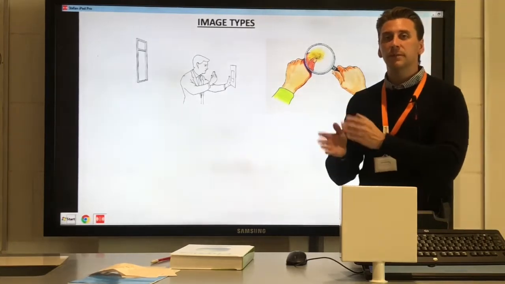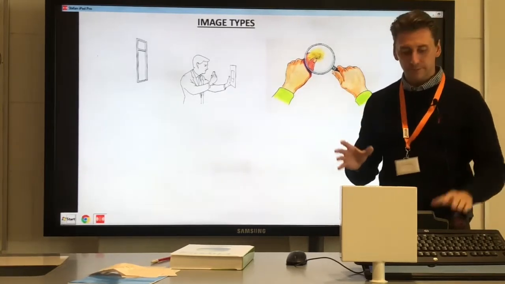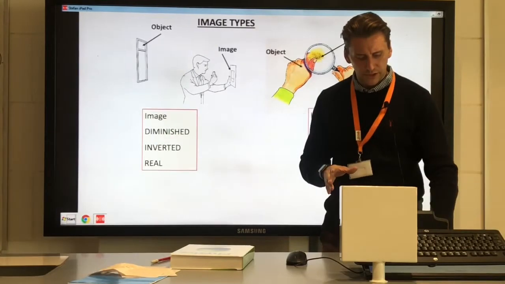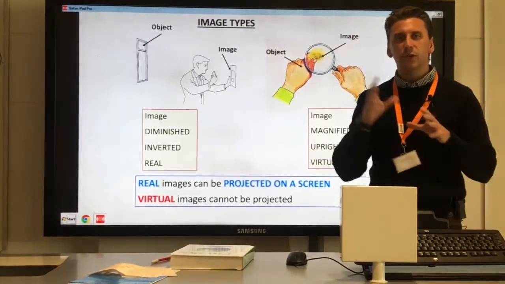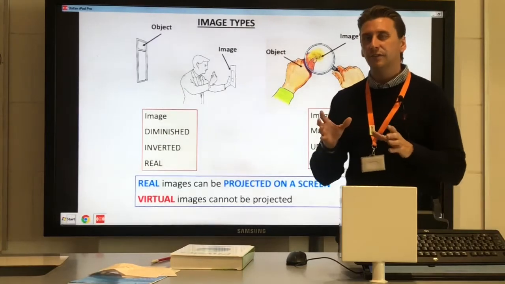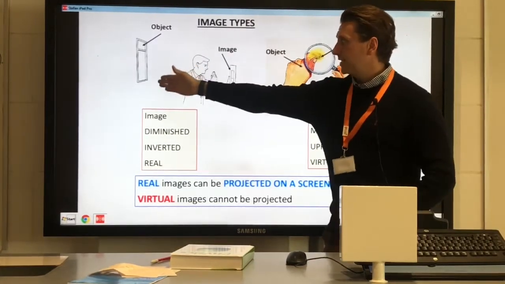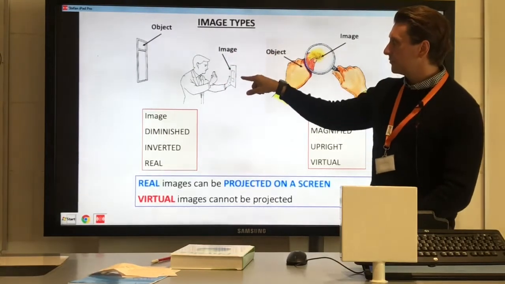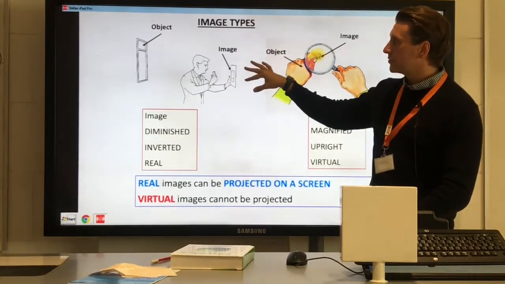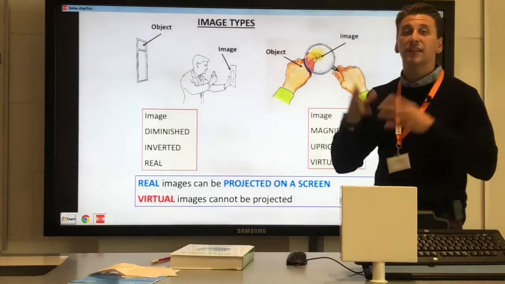A real image is an image that can be projected onto a screen. So if we just look at the definitions of real and virtual, real images can be projected onto a screen. But if we wanted to talk in terms of the diagram itself, the light from the object came into the lens from the left, it refracted and passed through the lens, and it focused on the screen on the other side of the lens. That's real.